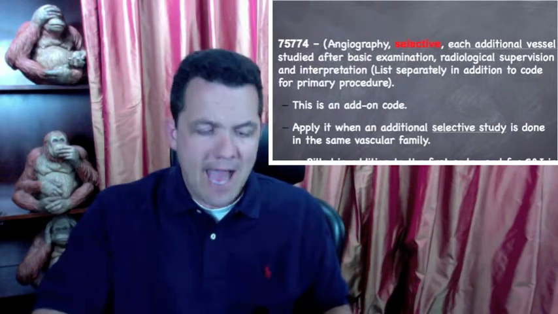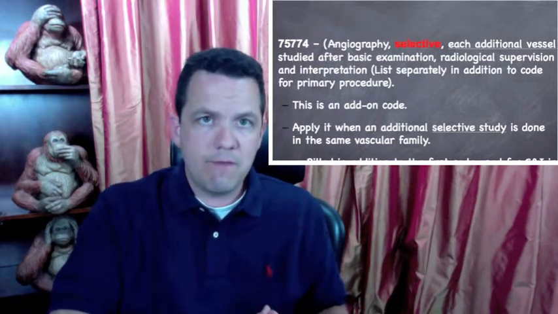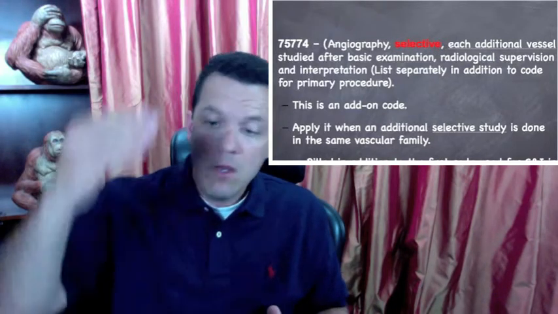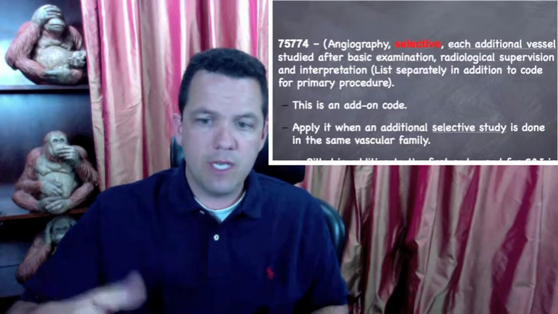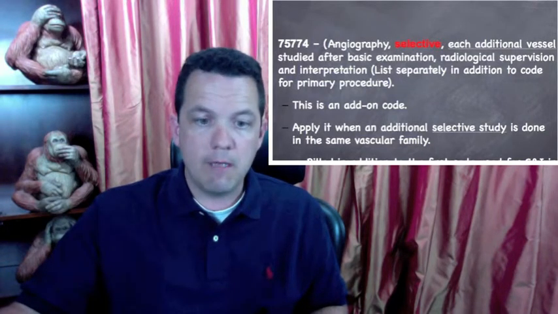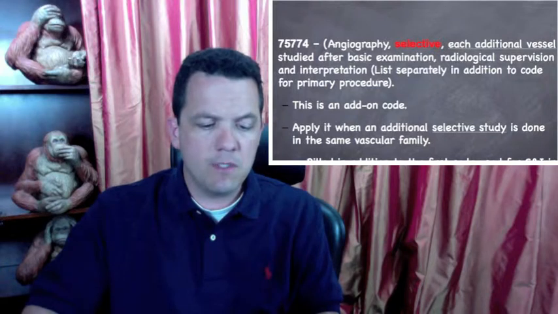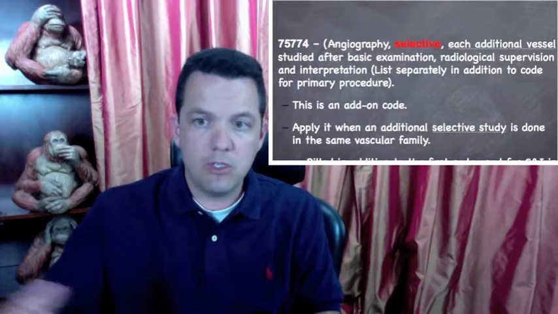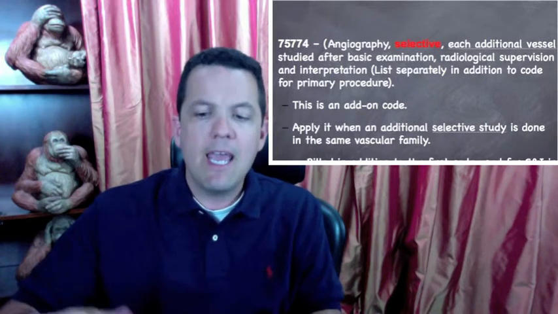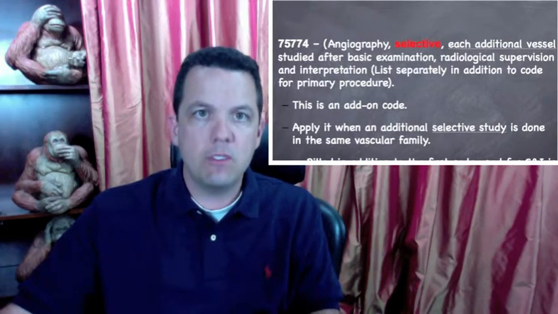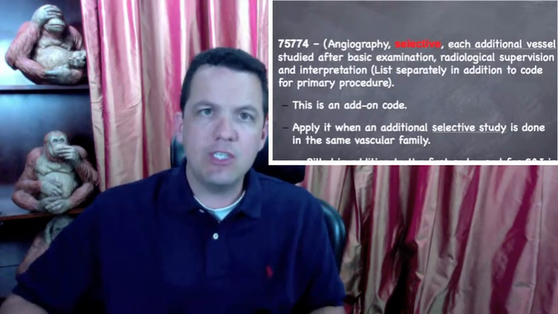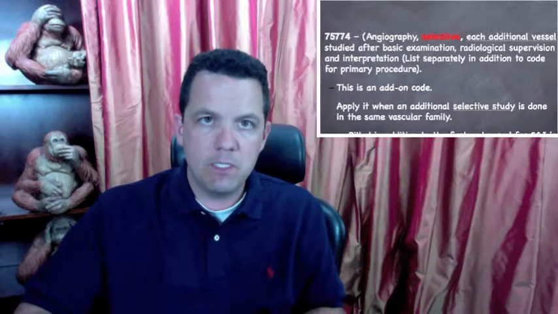So it's an add-on code. We can only bill 75774 if we have a base code reported. The base code is going to say, okay, this is where I did my initial study of this left lower extremity. And then 75774 says, I moved my catheter to a different selective position, a different position than where I did my basic study from, and I did a second study or a third study or a fourth study. The 75774 code just gets added on each time we move the catheter to a different position and then do another diagnostic study from that area.